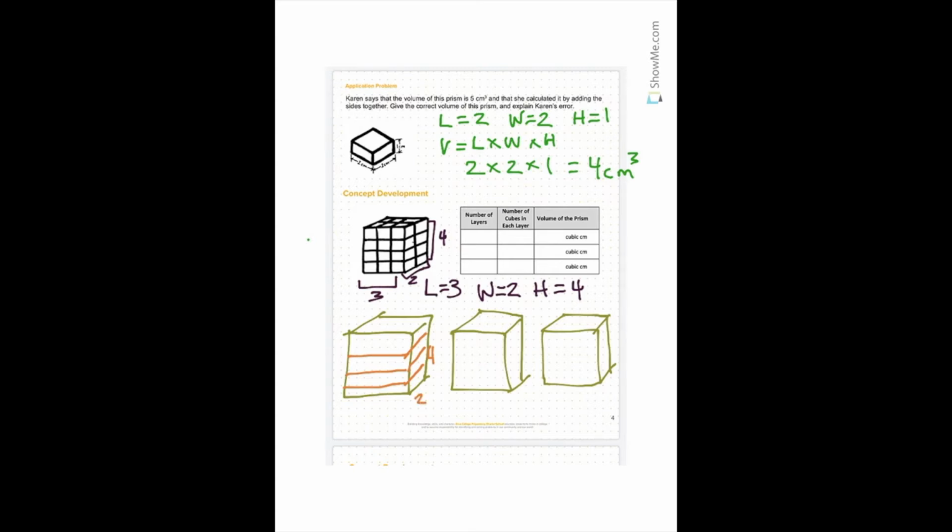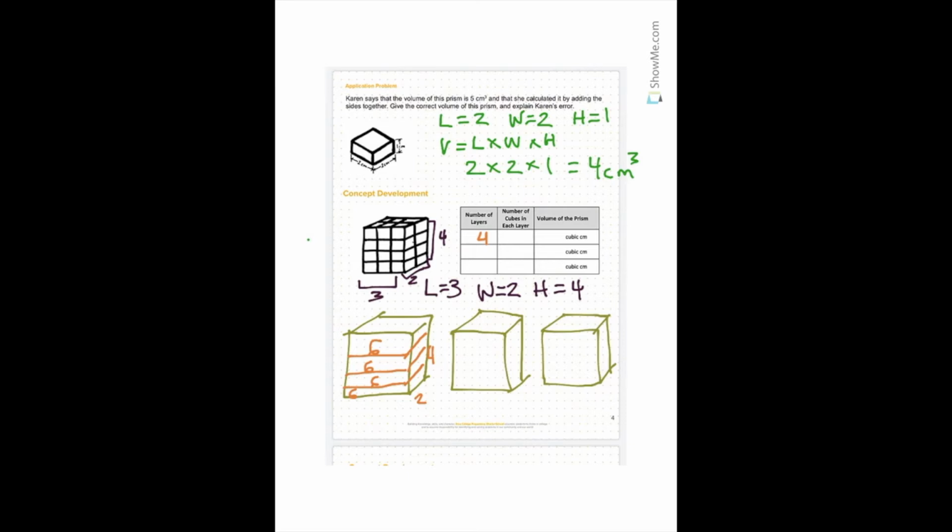Now, if I'm breaking it into 4, I need to figure out how many cubes are in each layer. Well, so how many layers do I have? We just said here that I have 4 layers. How many cubes are in this layer? So what you should be doing is thinking about it. We know that the entire volume of this is 3 times 2 times 4. So our volume is 24. So I can tell that 6, 6, 6, and 6 is in each layer.